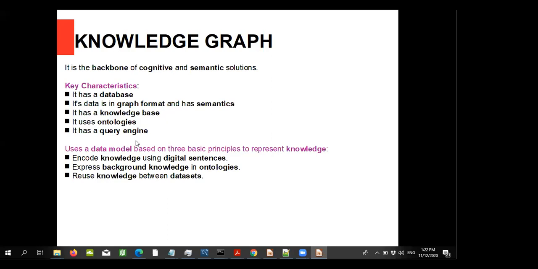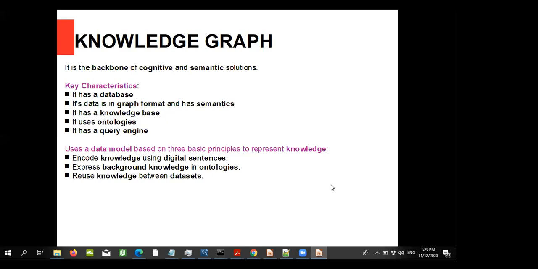You can express background knowledge using a data model we call ontologies. You can reuse knowledge between data sets. Reusing of knowledge is what we human beings do. Knowledge that we have acquired, we can use it so many times. How much of your knowledge has your algorithms acquired that they can reuse?